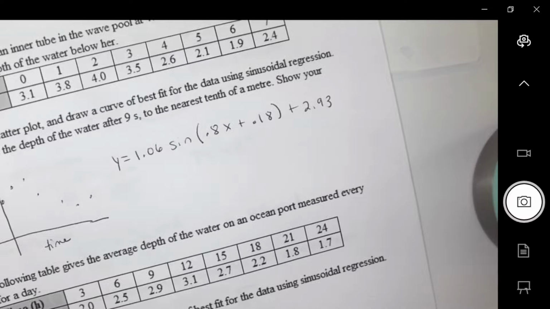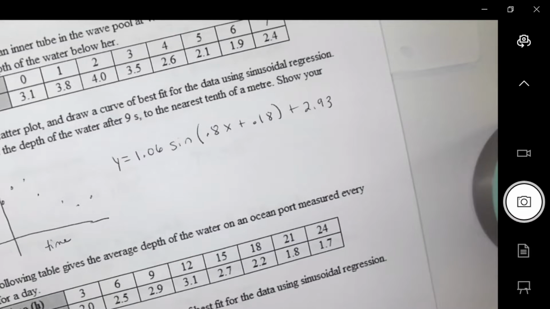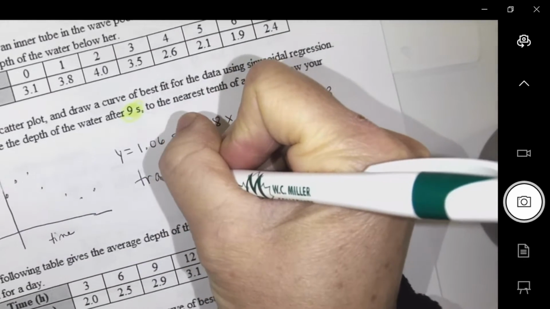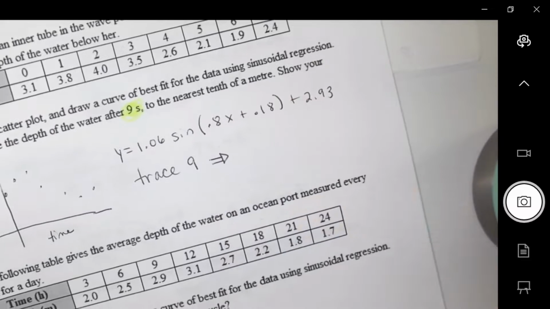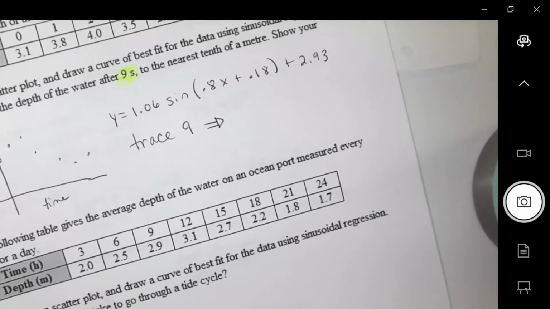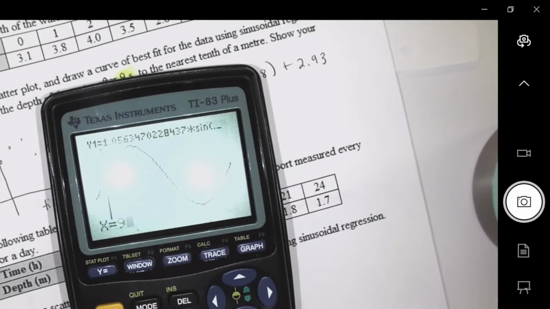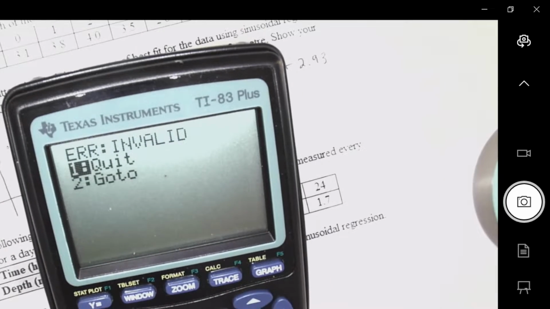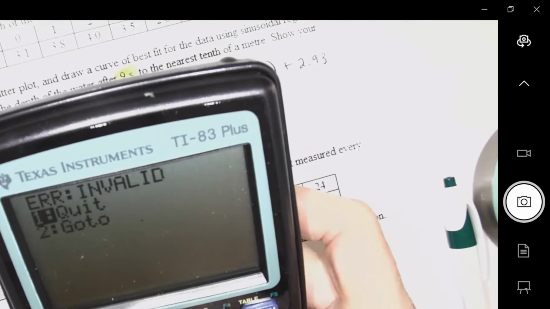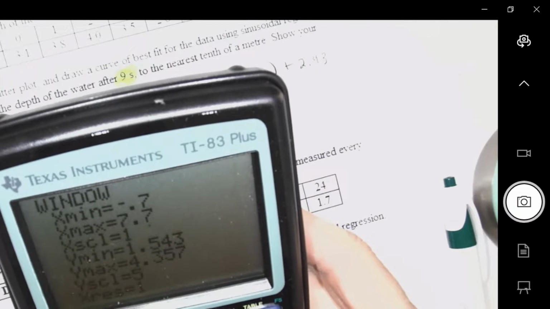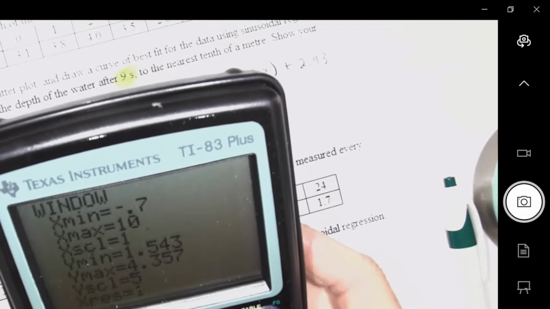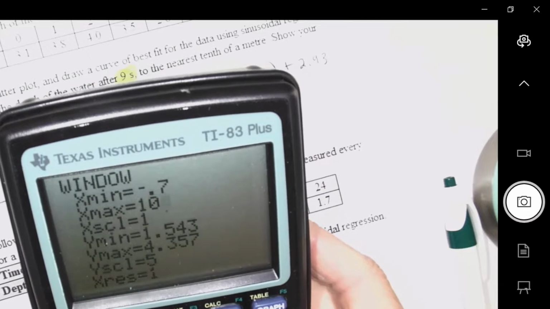Okay, the question. Determine the depth of the water after 9 seconds. So 9 seconds is a time, which is an x. So all we have to do is trace 9. And is it inside our window? No. So if you tried it with what you had, you should get invalid, which means your window needs to go past 9. So changing your x value to fit that, right?